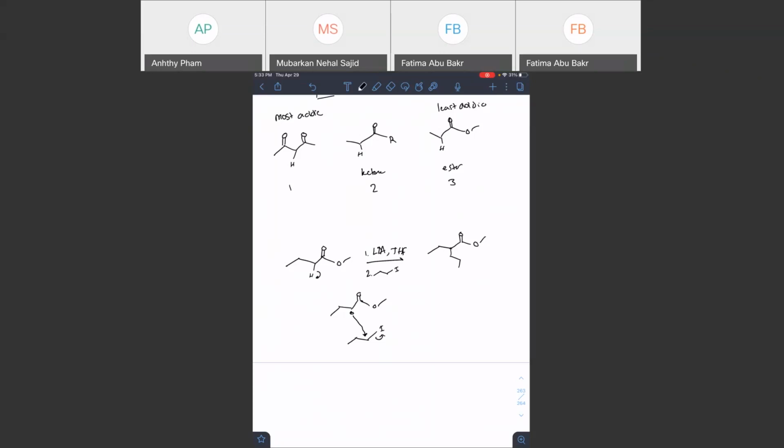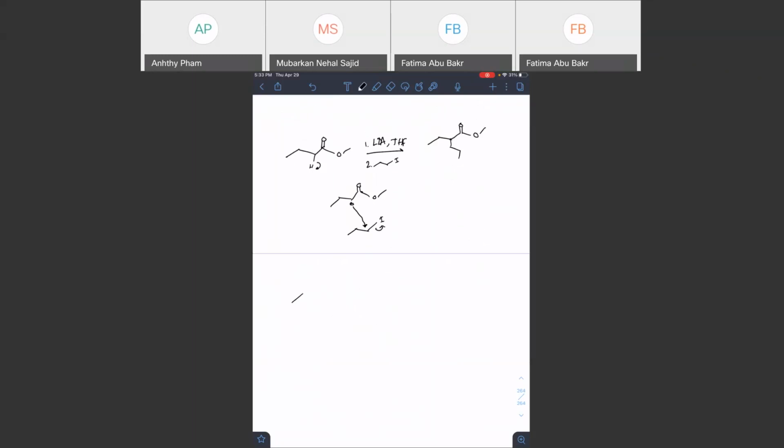And then again, you can use LDA with any kind of carbonyl. It does not necessarily need to be an ester. So you could just use it with a regular carbonyl. And then what will happen is that the alpha hydrogen will be removed, and it'll attack.